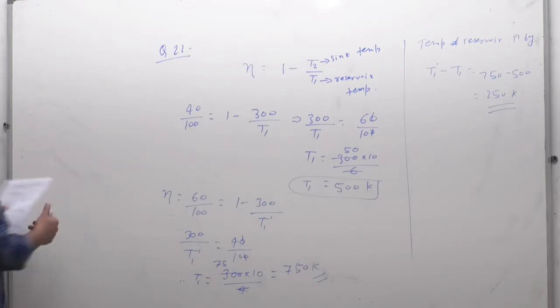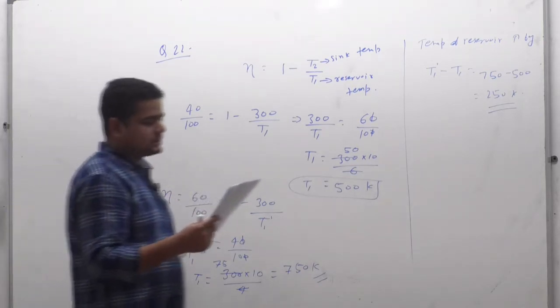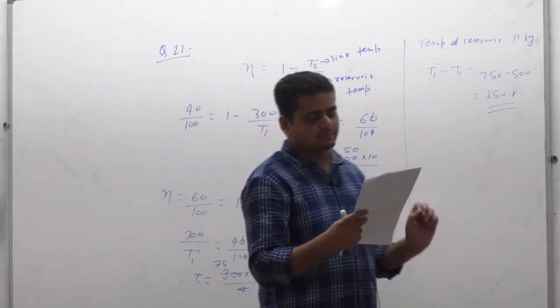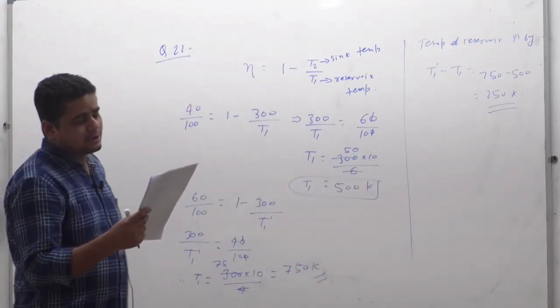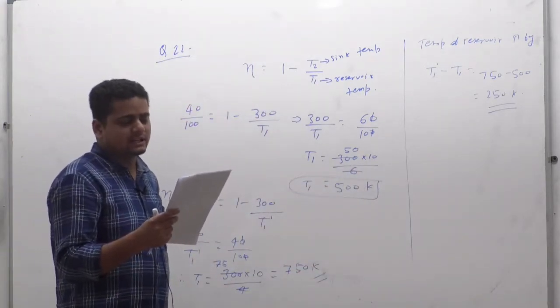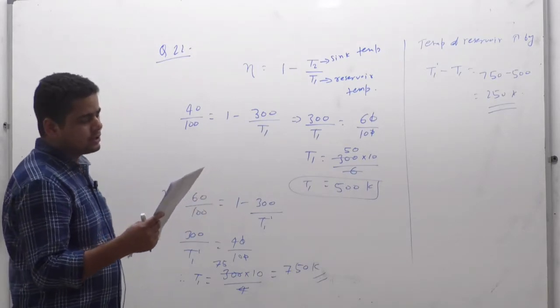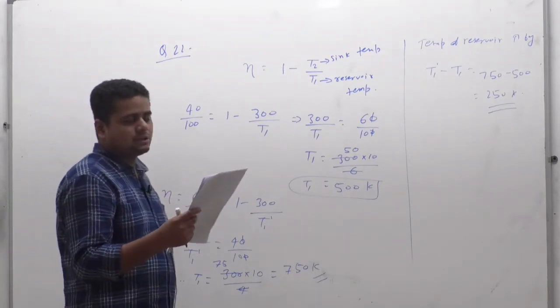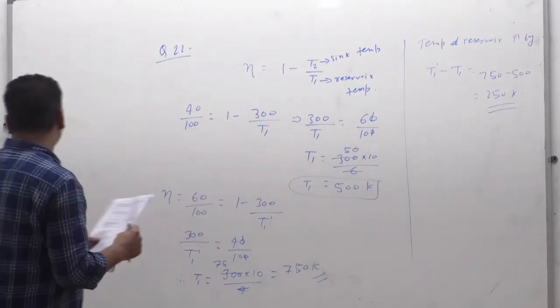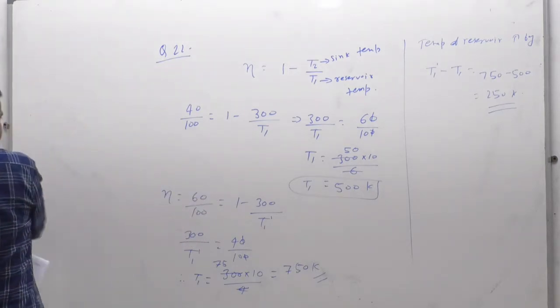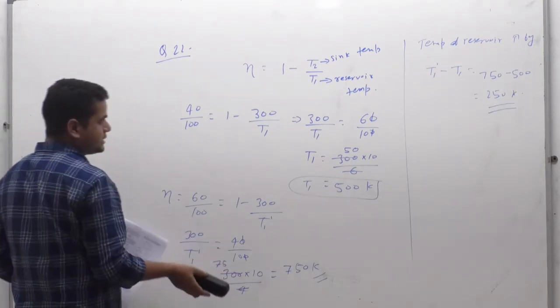Next question is question number 23. In question number 23, what they have given: a satellite of mass m orbiting the earth of radius r at a height h from the surface. The total energy of the satellite in terms of g naught, where g naught is the value of acceleration due to gravity at the earth's surface, is. Okay.